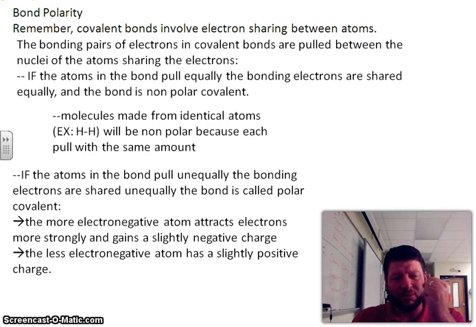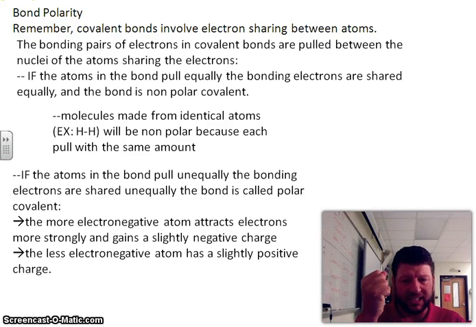The more electronegative atom attracts electrons more strongly and gains a slightly negative charge, while the less electronegative atom then gains a slightly positive charge. So we have 2 atoms.